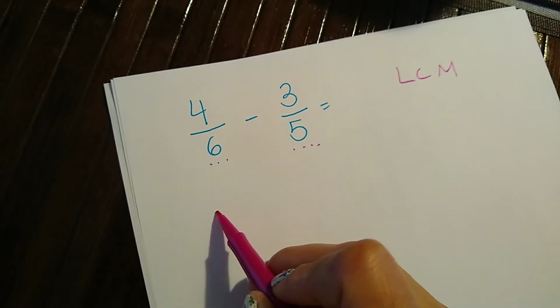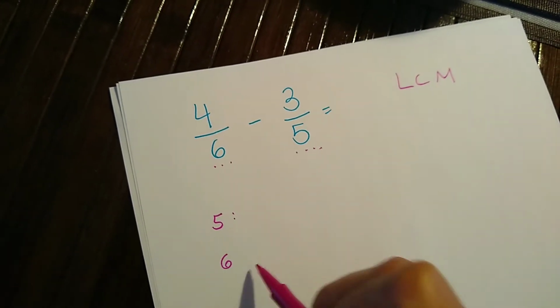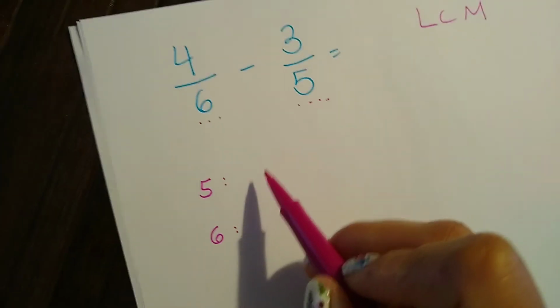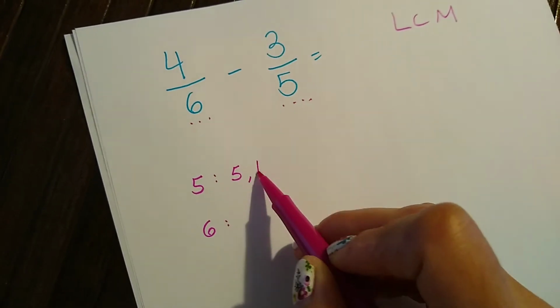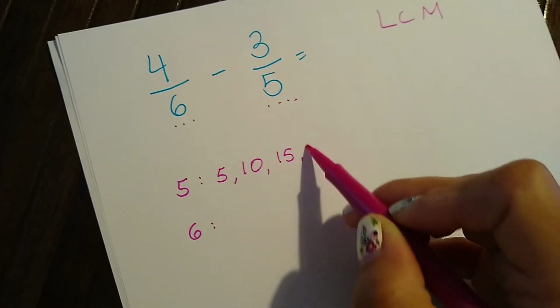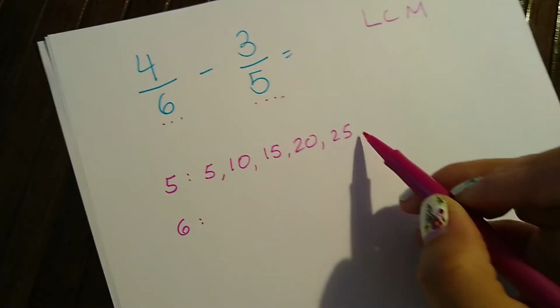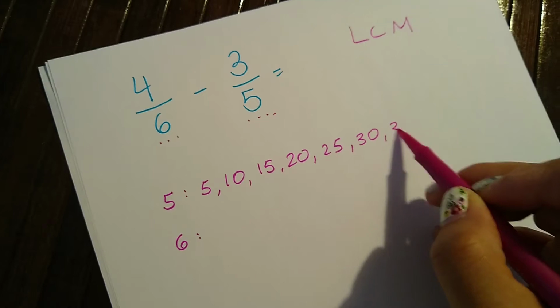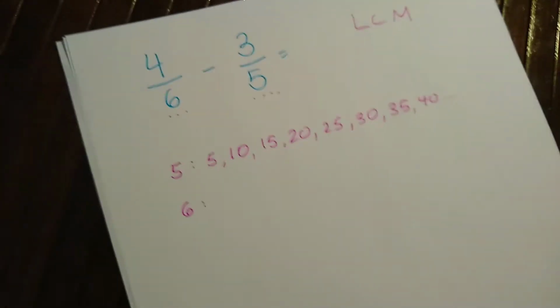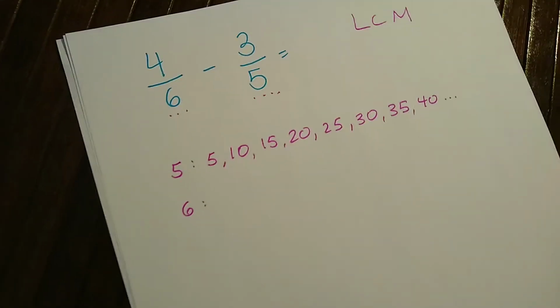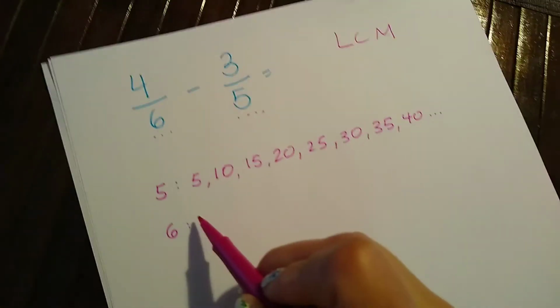So the multiples of 5 and the multiples of 6. Multiples of 5 are easy to find. You just skip count by 5. So 5, 10, 15, 20, 25, 30, 35, 40, and so on. And some of you are saying, yep, I think I got it. Great. Don't spoil it. Just wait.